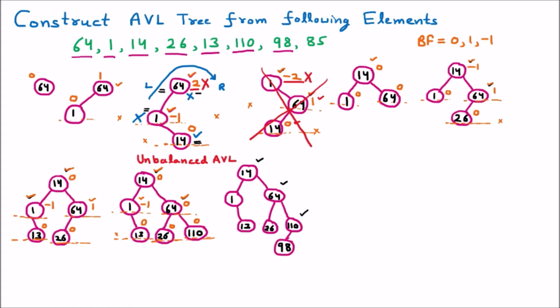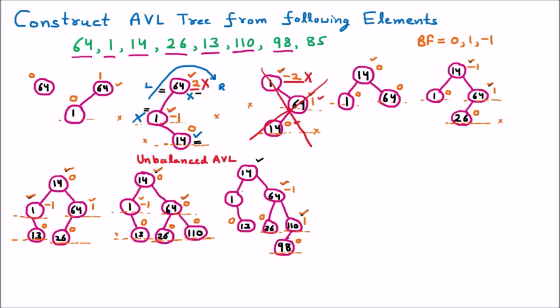Now is the time to find the balancing factor. We know that all the leaves are at balancing factor 0. Now talking about the balancing factor of 110. Here on the left we have 1 level. On the right there is nothing. So 1 minus 0 is 1. Talking about node 64. Here on the left we have 1 level. On the right we have 2 levels. So 1 minus 2 is minus 1.